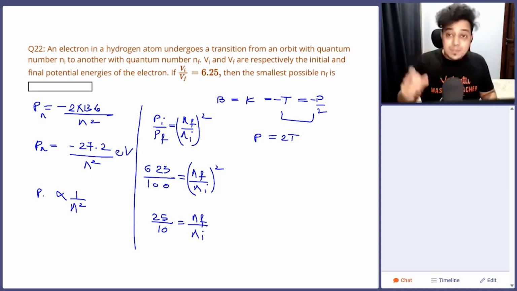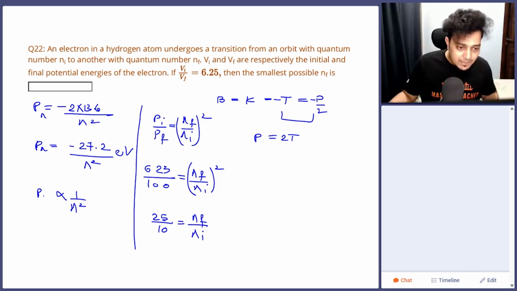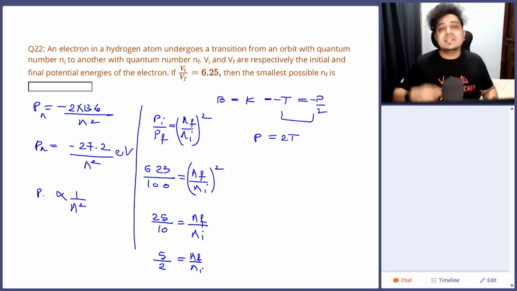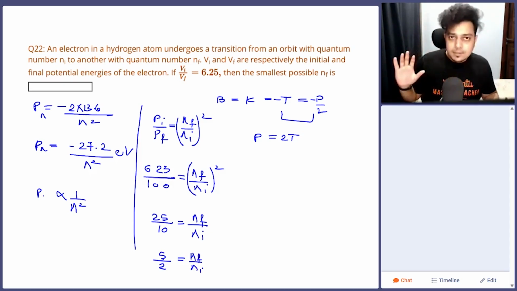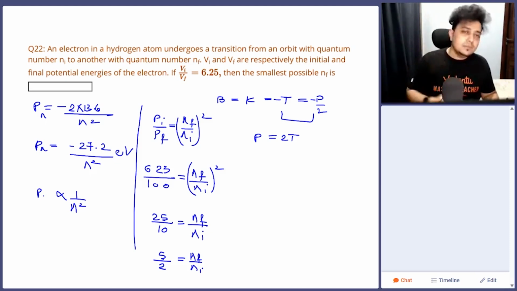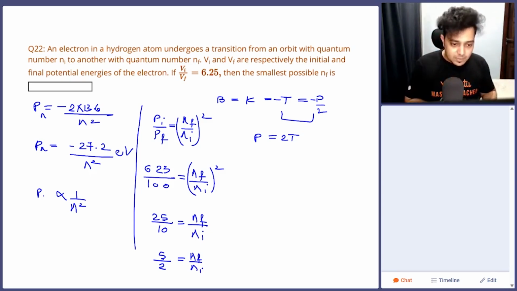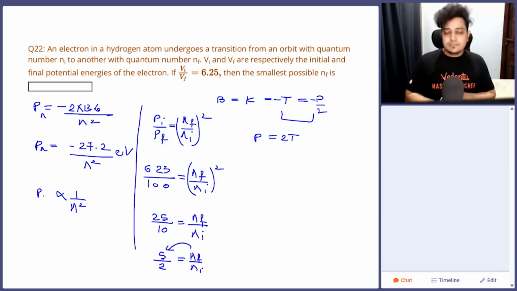Now, n is the principal quantum number, so it will be in integers. We can further simplify this by dividing by 5, so 5 by 2. We can't do further simplification and still maintain integers. If you simplify further, it will go into fractions. So we have to solve for the smallest possible value of nf, and that is 5. Smallest possible value of nf is 5.